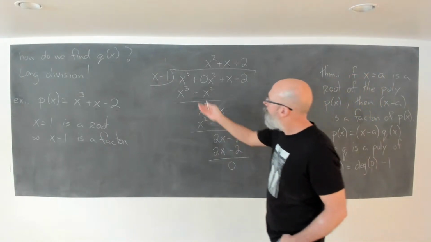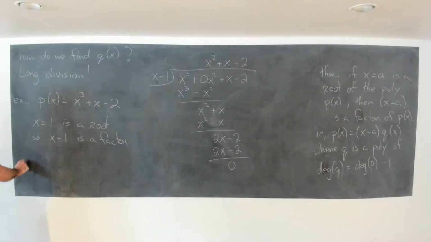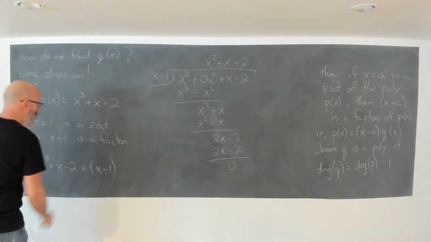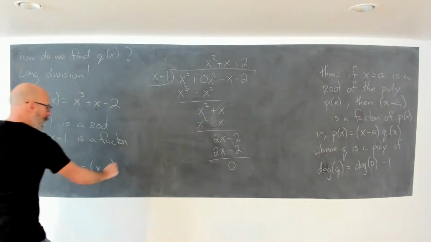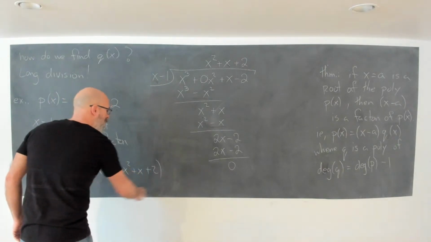What are we saying? This factors as x minus 1 times x squared plus x plus 2.